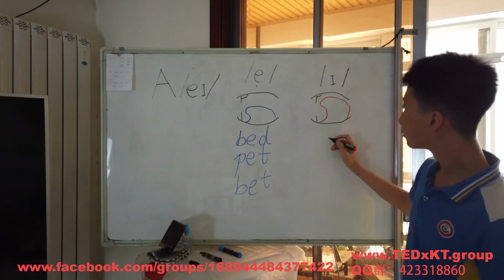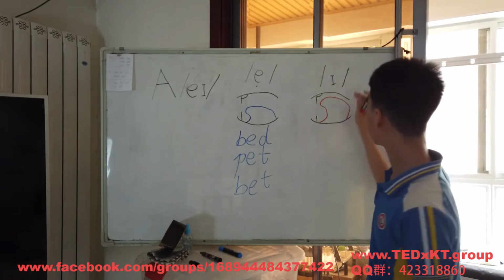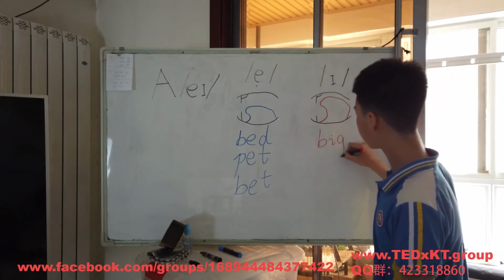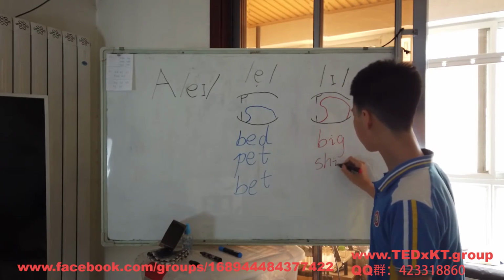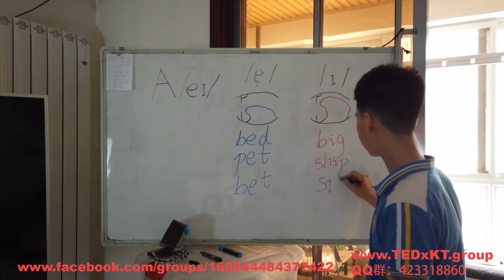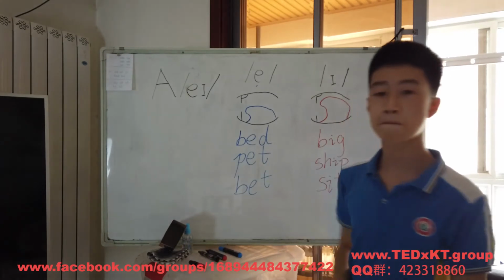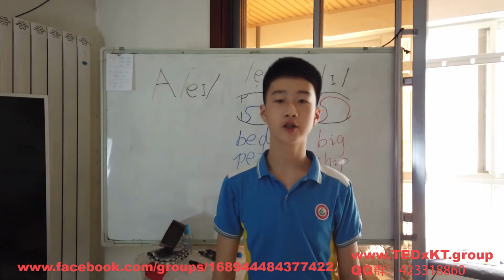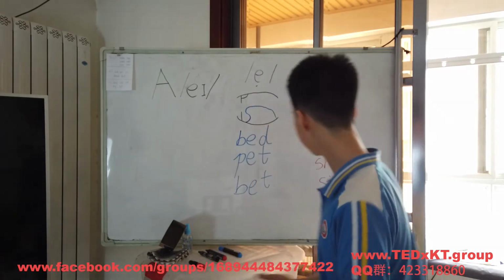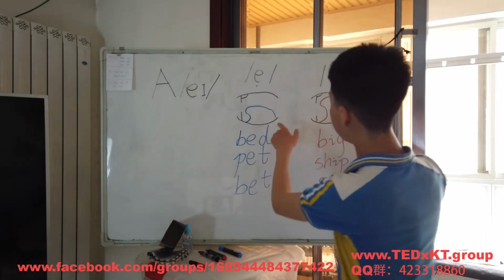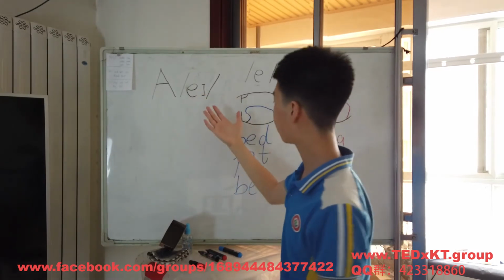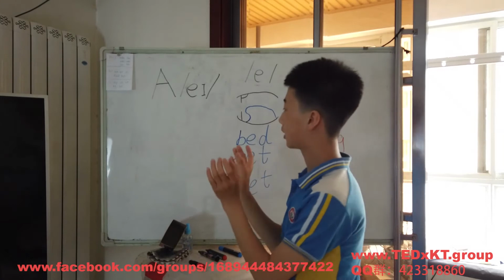Right. Now, I'm just going to write down a few words that use this phoneme. Big. Ship. And sit. So repeat after me. Big, ship, sit. So very easy, right? And these are the two phonemes that make up the diphthong. And of course the diphthong is one kind of phoneme, just two phonemes stuck together.